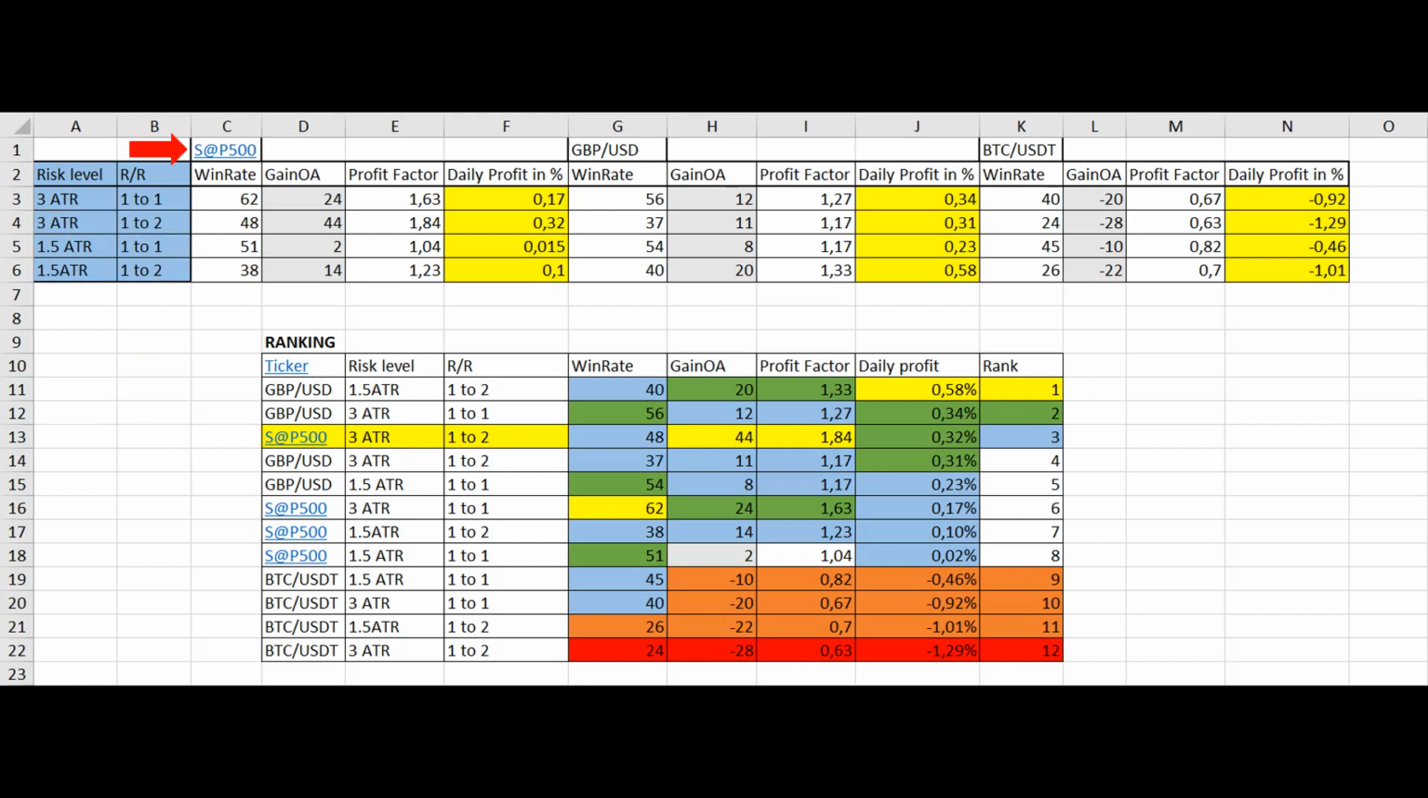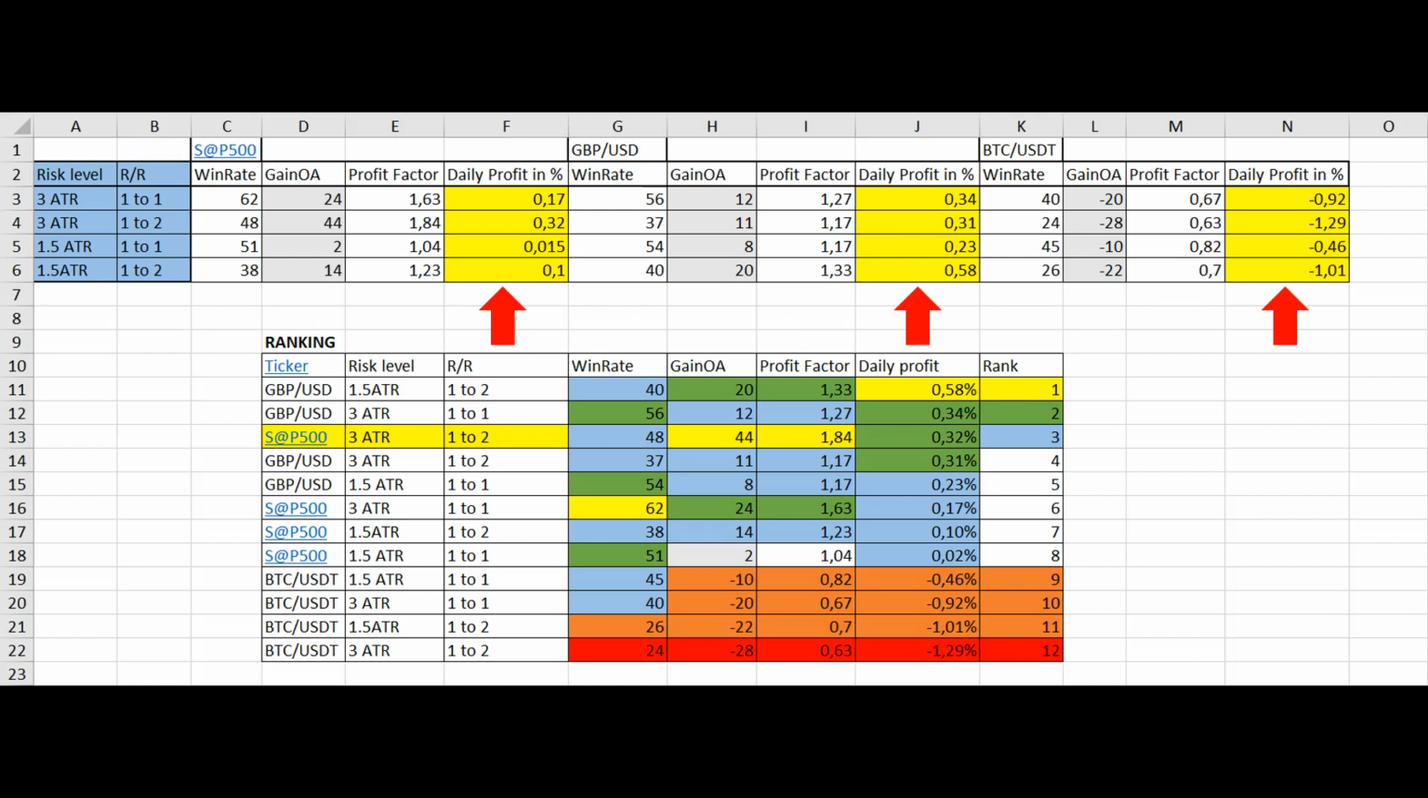Here you can see the S&P 500 results, here you can see the GBP USD results, and here are the Bitcoin USDT results. I collected all the win rates, the gain on the accounts, which is in percentage, the profit factor, which is basically all the losses divided by all the wins, and the daily profit in percentage, which means how much gain in percentage we would have made in one day.